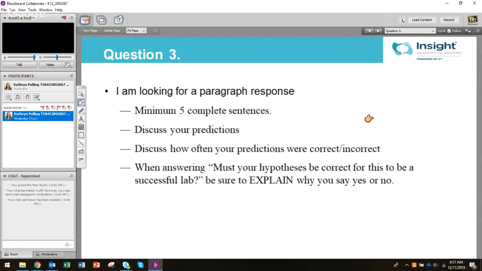All right, and then for question 3, looking for a paragraph. All right, this is not difficult to get to a full paragraph with. You can tell me what your hypothesis was. That's one sentence. Another sentence saying, oh, my hypothesis was supported, or my hypothesis was rejected. A third sentence saying why. All right, what evidence from your lab either supported it or rejected it. A fourth sentence can be, yes, hypotheses need to be correct for a lab to be successful, or no, hypotheses don't need to be correct. And then the fifth sentence is going to be your explanation why. All right, easy to get there.